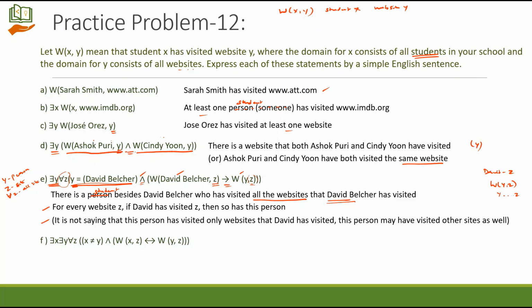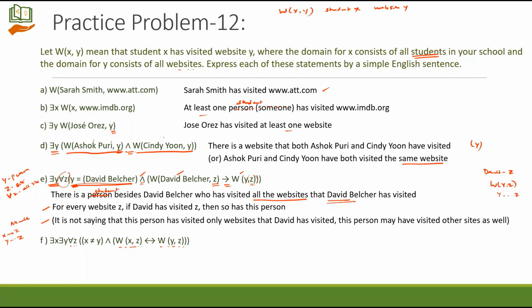Now let's get on to the last statement. I have just made a correction here. It is actually x not equal to y. Now let's start interpreting this. We will start with W of x comma z by implication W of y comma z. So there is a person X who has visited website Z and there is a person Y who has visited website Z. So this website is going to refer to all websites here.